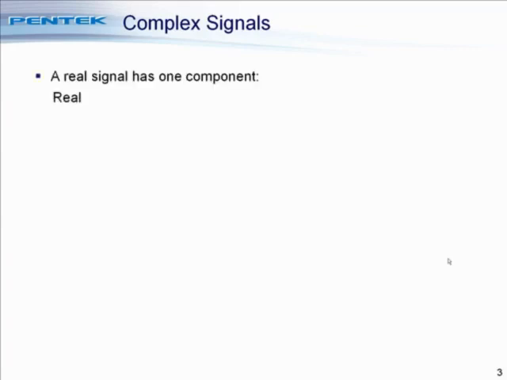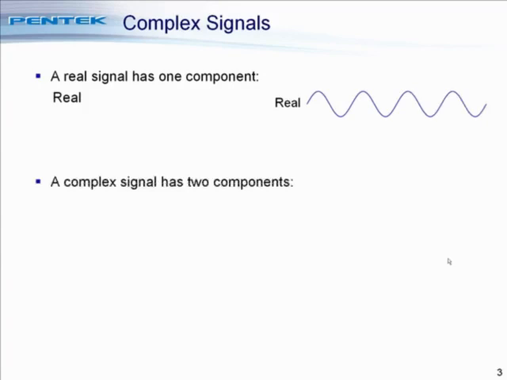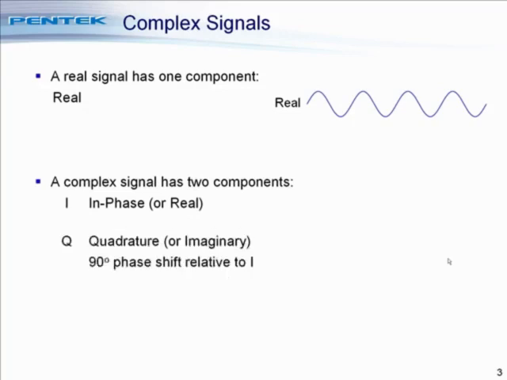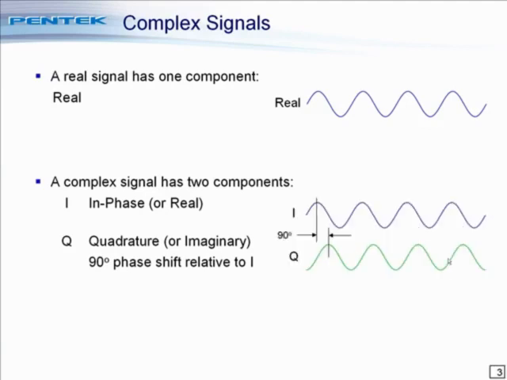A real signal has one component, a real component, like this real waveform that we see here to the right. But a complex signal has two components, an I component, or in phase, or real part, and a Q component, or quadrature, or an imaginary part. And the Q component has a 90-degree phase shift relative to the I part. So here we can see a representation of the two components of a complex signal that are shifted in phase by 90 degrees.